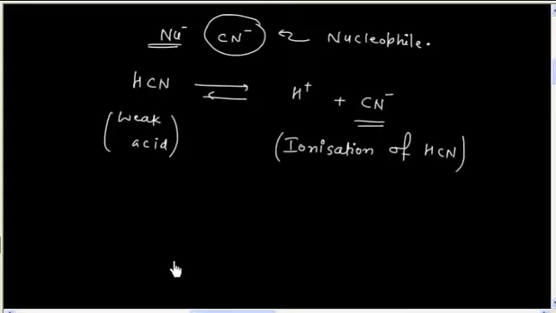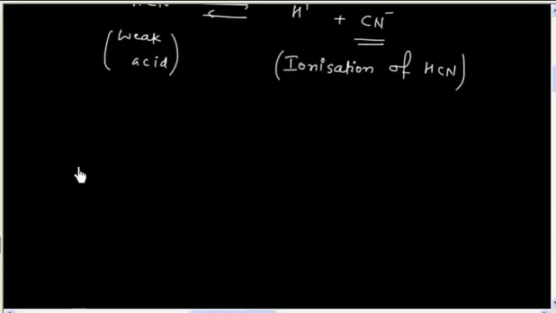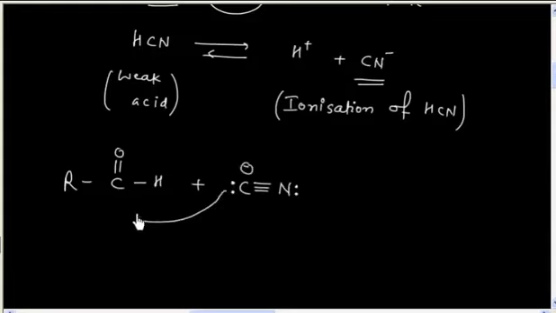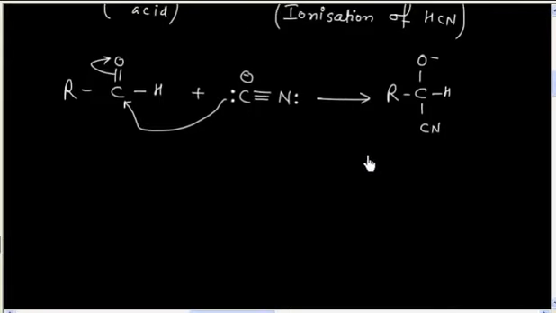Now once we have generated this nucleophile CN-, it can react with an aldehyde or ketone. Let us say we have an aldehyde. So this nucleophile will attack on this carbon. This opens up, and we will have this intermediate. This is called tetrahedral intermediate.